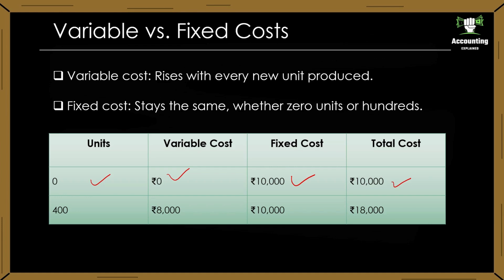But when the units increase to 400, variable cost has increased to 8,000. Fixed cost remains the same irrespective of the units, right? So it remains 10,000. Your total cost now becomes 18,000. Like that, for each unit additionally produced, variable cost will also increase. Okay, that part is clear, right?